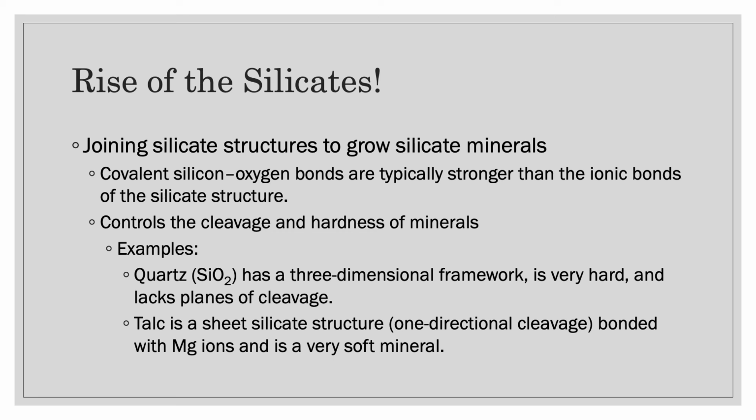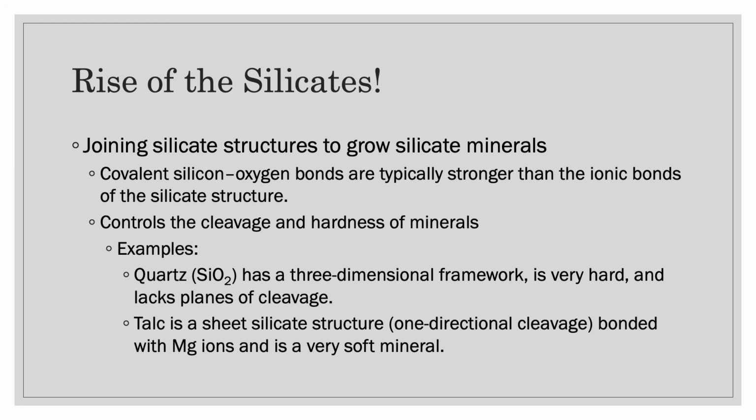So moving on to joining these silicate structures that we just spoke about to grow silicate minerals. The covalent silicon-oxygen bonds in the silicate structures are typically stronger than the ionic bonds of the silicate structure, or the bonds between the positively charged metals and the silicon-oxygen tetrahedra. And these stronger bonds control the cleavage planes and the hardness of the minerals.